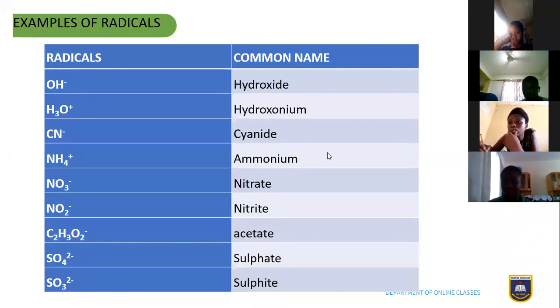When I give a name of a compound and you see the word sulfate in the name, you should be able to know that sulfate is SO4 2 minus. You have the third one from the bottom, C2H3O2 minus, is called acetate.